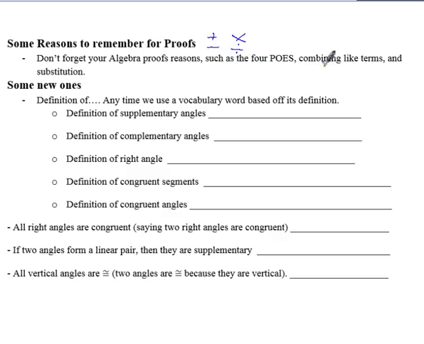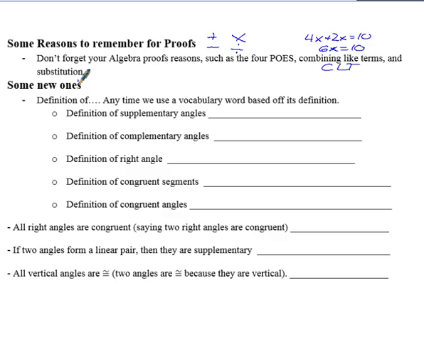We had things like combining like terms, so that was if I had something like 4x plus 2x equals 10, and we would say, oh, 6x equals 10. That was combining like terms. Sometimes we called it CLT. And then substitution. So substitution was any time we established a variable was equal to something, and we could substitute that value in.